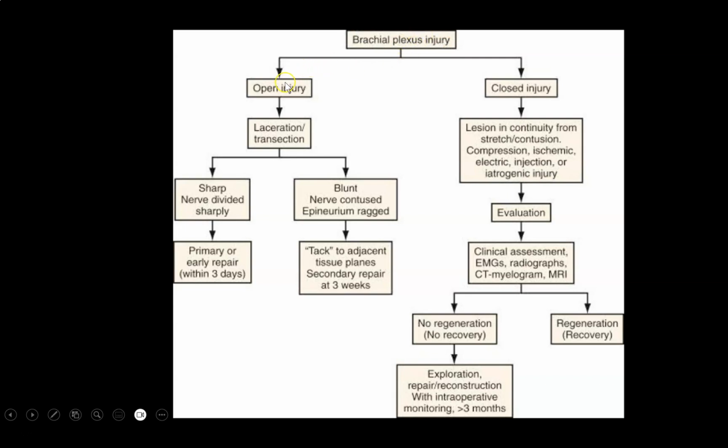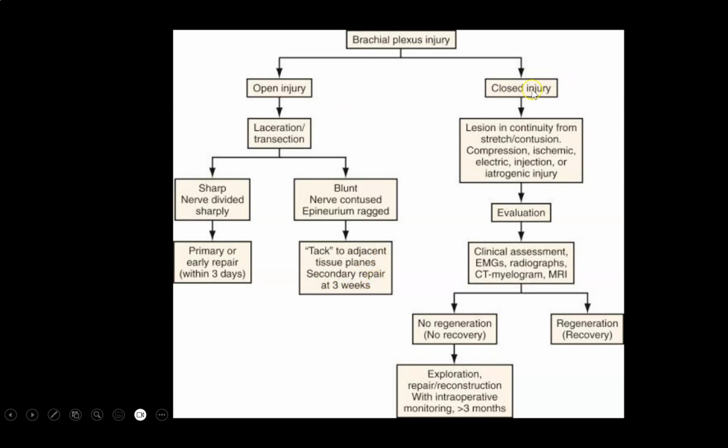The injury is either open by a sharp instrument or closed. If it is open, it is causing laceration and transection. If it is sharply divided and clean, we can do a primary repair up to 3 days. For peripheral nerves it is up to 6 hours, but here, because the prognosis of surgery is not that good, we can wait 3 days and do reanastomosis. But if the open injury produces contusion and discontinuity of the epineurium, you just tack the edges to adjacent plain tissue to be repaired at 3 weeks, and we'll say more about 3 weeks in the next chapter.